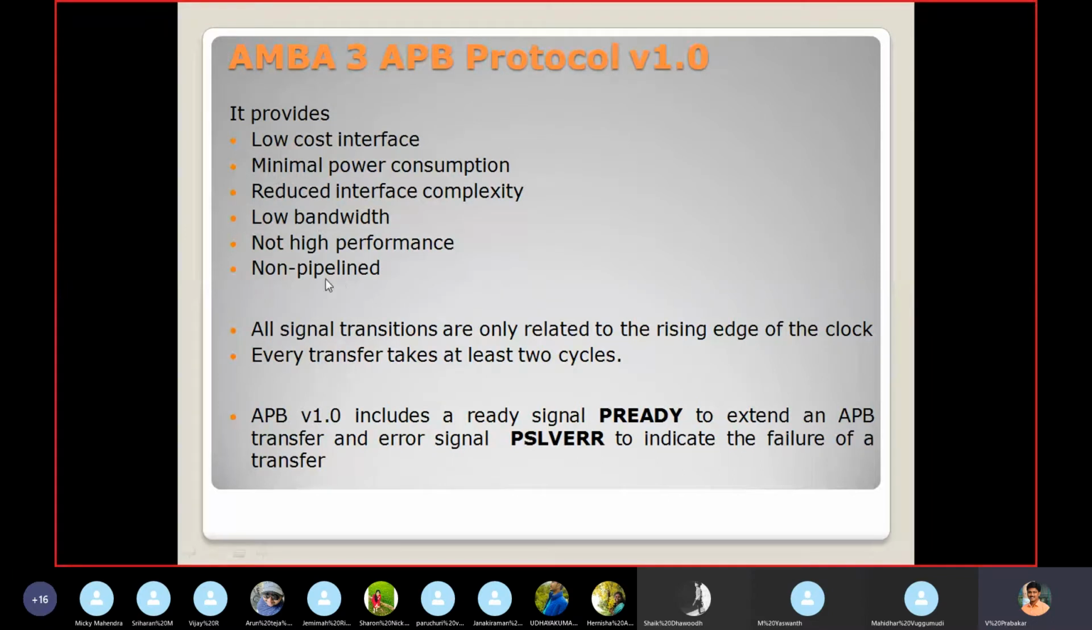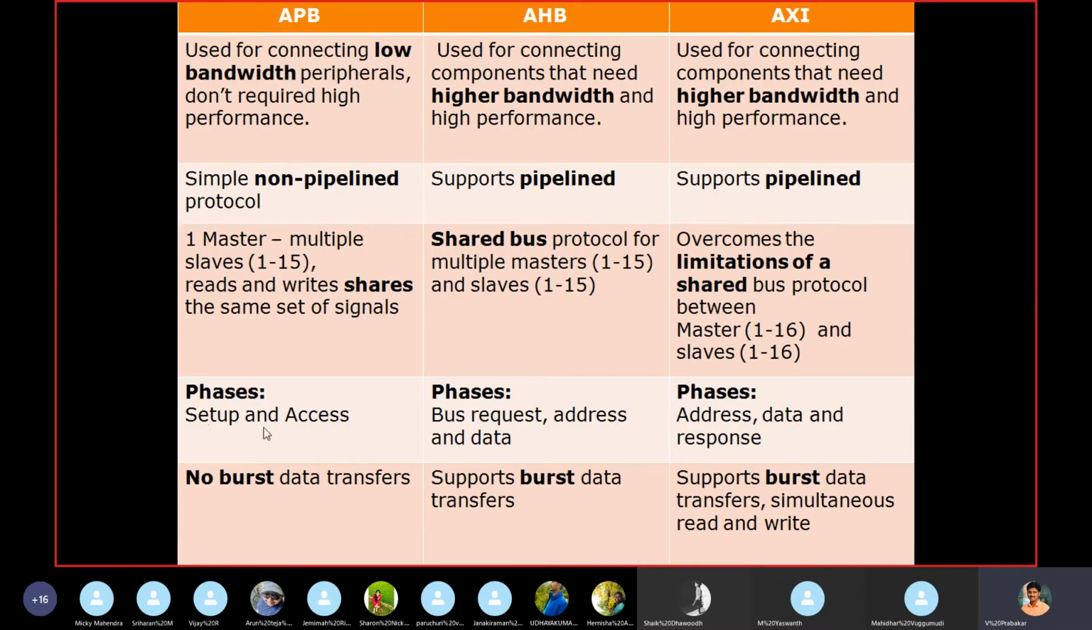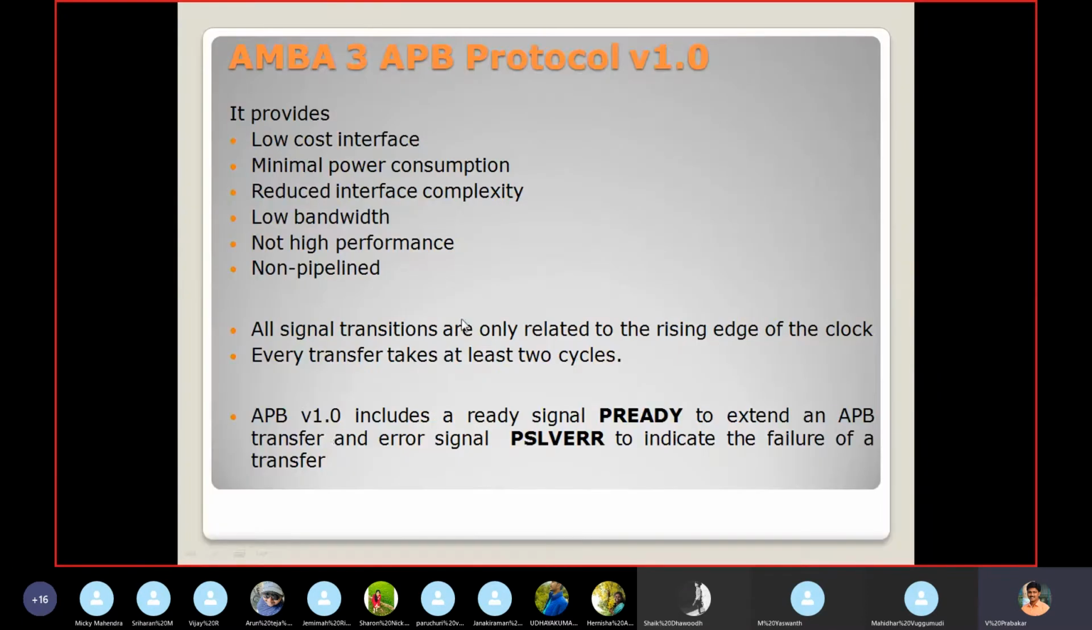Then here we don't have a pipelining concept. In this protocol, all signal transitions are related only to the rising edge of the clock, and every transfer takes at least 2 cycles. Minimum 2 cycles is needed. It operates in two phases: setup and access. For setup we need 1 cycle, for access we need 1 cycle. So minimum 2 cycles is needed. It may take more than 2 also.